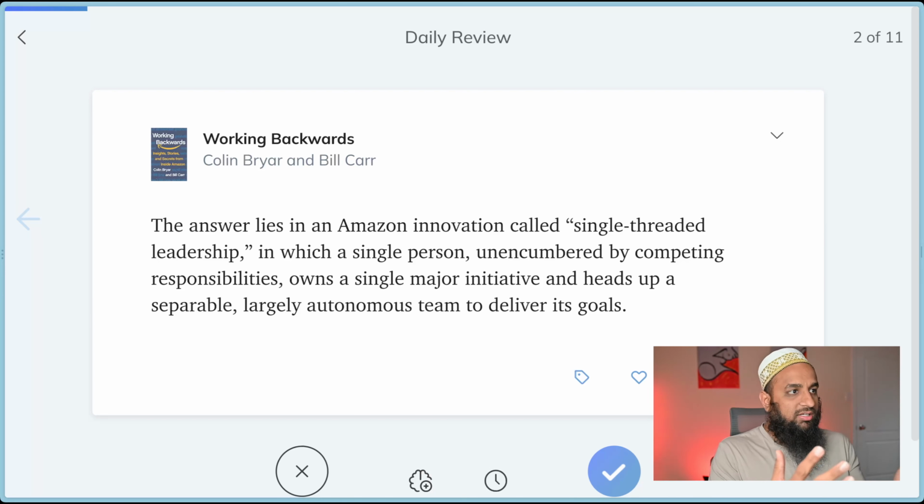Oh, did I read the quote? Let me read the quote. "The answer lies in an Amazon innovation called single threaded leadership, in which a single person, unencumbered by competing responsibilities, owns a single major initiative and heads up a separable, largely autonomous team to deliver its goals." So, like the quote says, the team is autonomous, and this mirrors the structure of the organization.